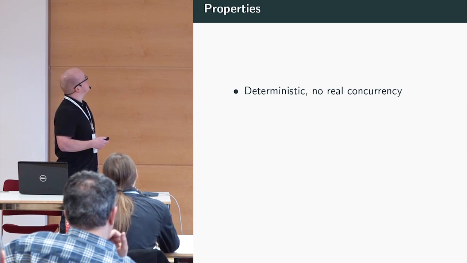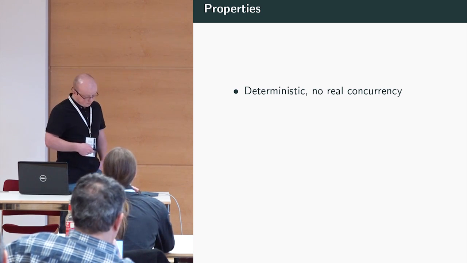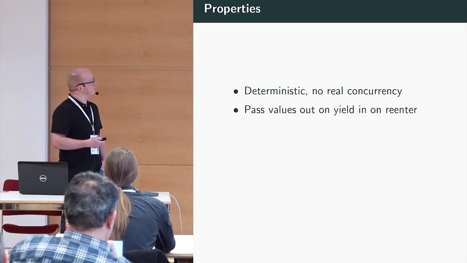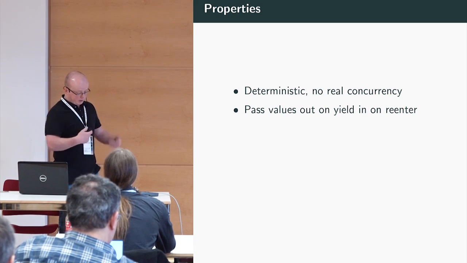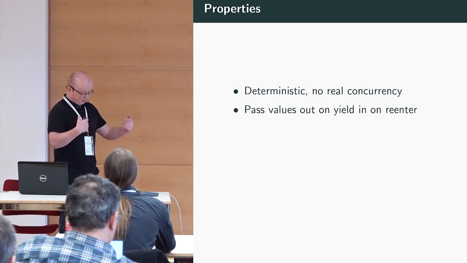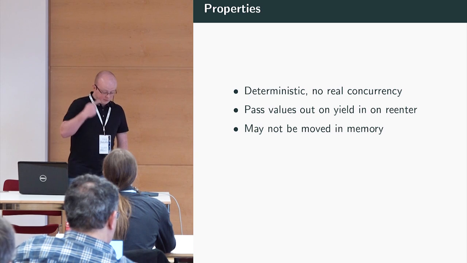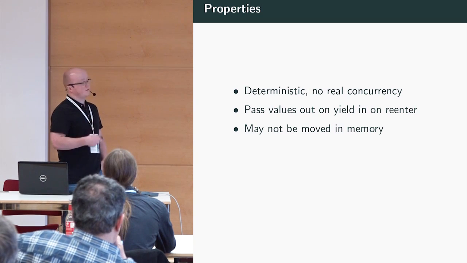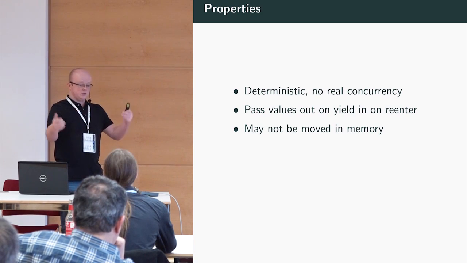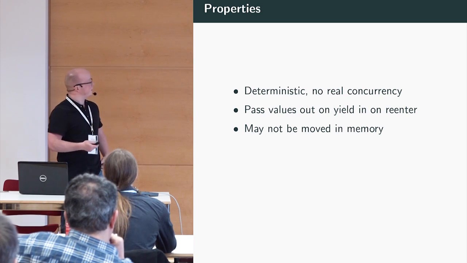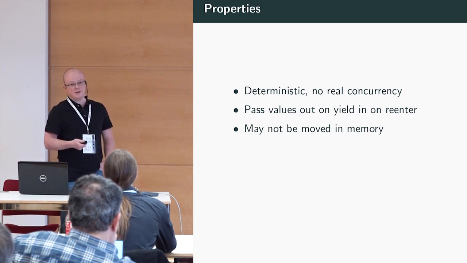Okay, so let's summarize the properties of coroutines. They are deterministic. That is, no real concurrency in a strict sense. We can pass values out on yield and in on re-enter. So we can communicate between the coroutine and the main context. And the third point is obvious if you think about what a stack is. We cannot move the thing in memory, because we might have references to its stack. So once you move the thing, the references are invalid and you're pointing somewhere, and you cannot know when the compiler generates code that references the stack.